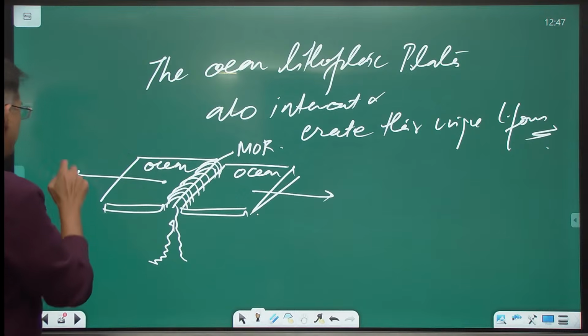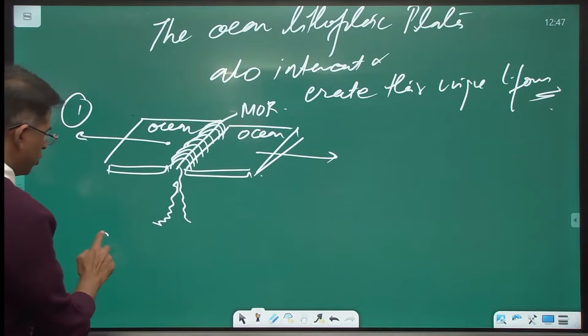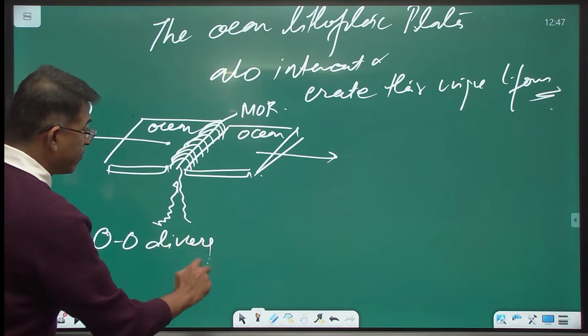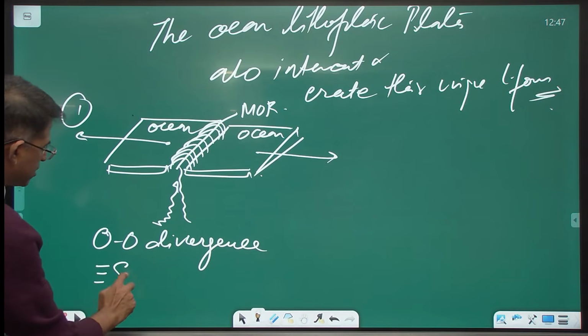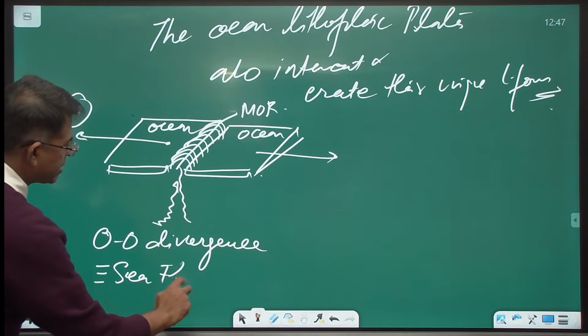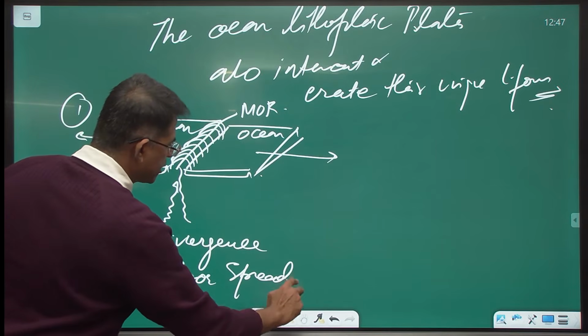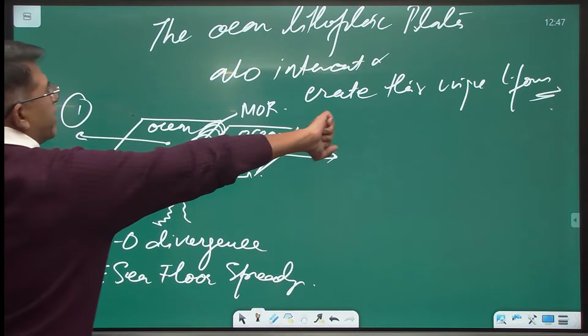Okay, so this is called ocean divergence. This is also called sea floor spreading. It is spreading out. The oceans are moving away.